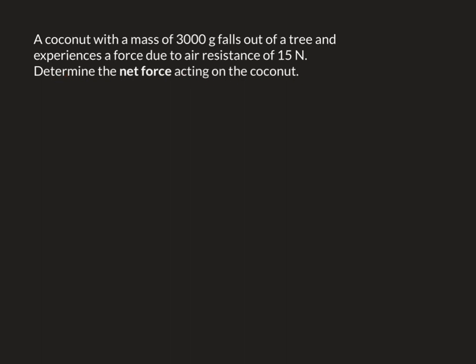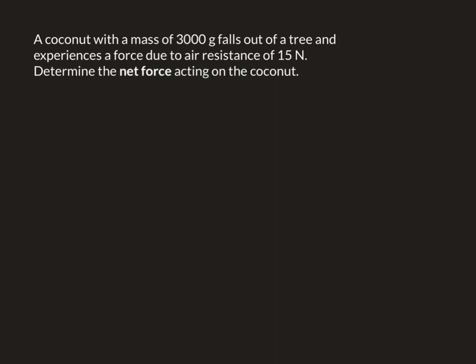What's happening here is there are two forces working on the coconut at the same time. I have air resistance, which is 15 newtons, pushing the coconut upwards, and then I have gravity pulling the coconut downwards. When it says calculate the net force, what it wants to know is the overall force acting on that object. As in, when I take those two things and cancel them out, what am I left with, and in what direction is that force acting?